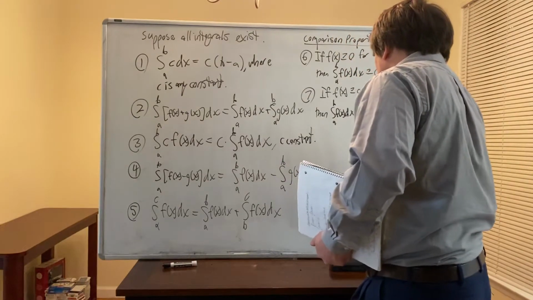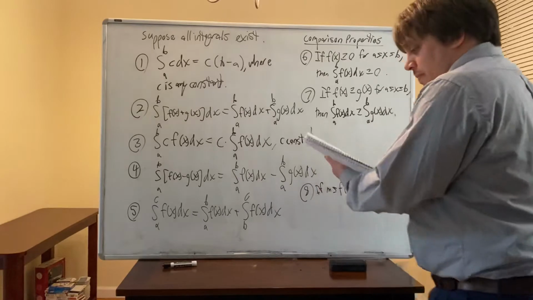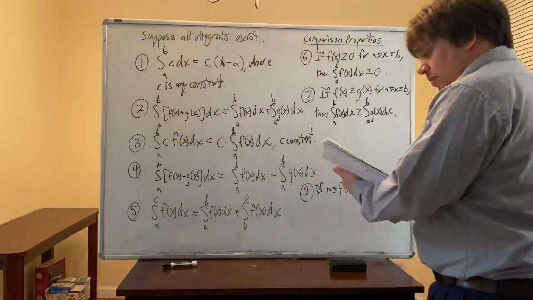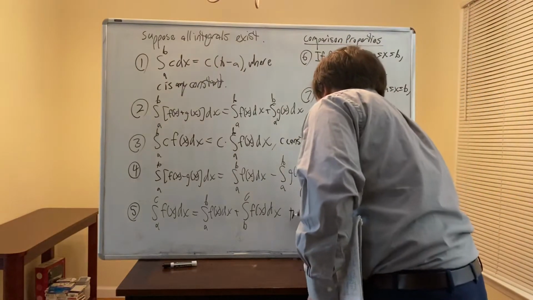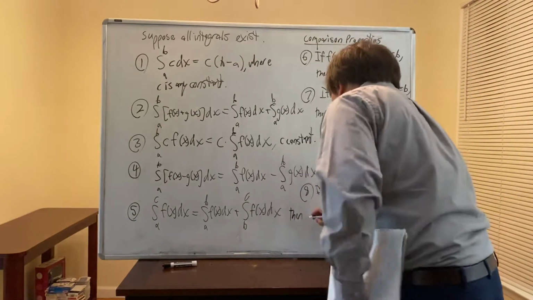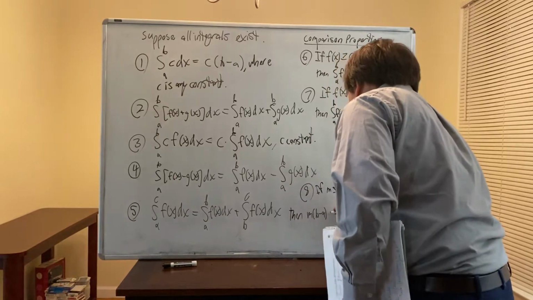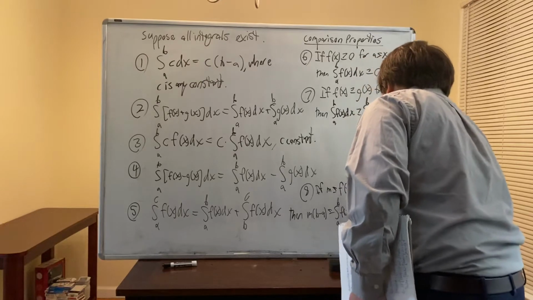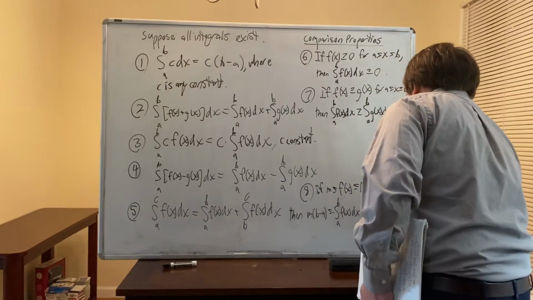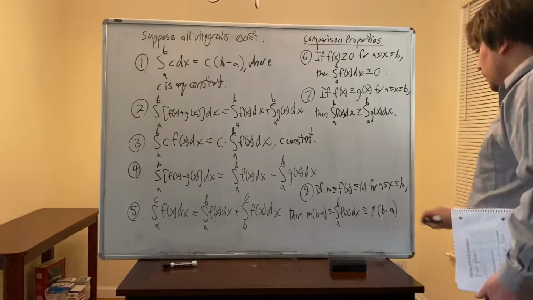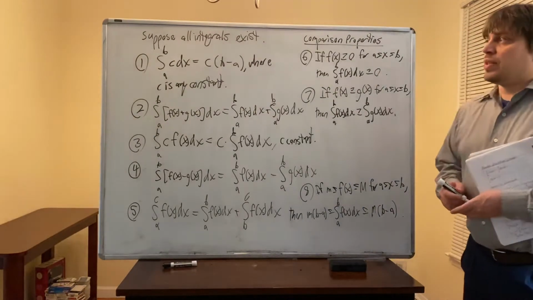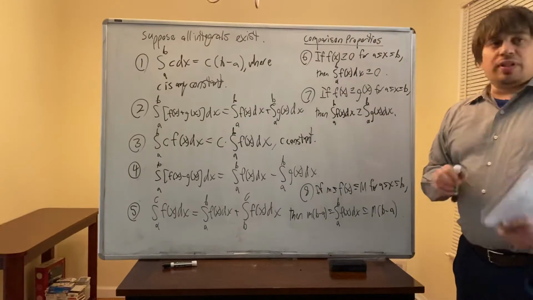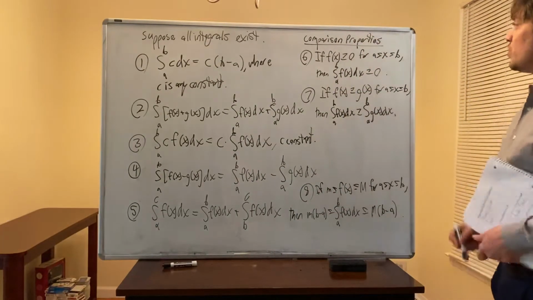little m is less than or equal to f of x less than or equal to capital M, for a less than or equal to x less than or equal to b, then little m times b minus a is less than or equal to the definite integral from a to b of f of x dx, which is less than or equal to capital M times b minus a. Okay, so these are 8 properties of the definite integral. 1 through 5, and then 6 through 8 are comparison properties of the definite integral.